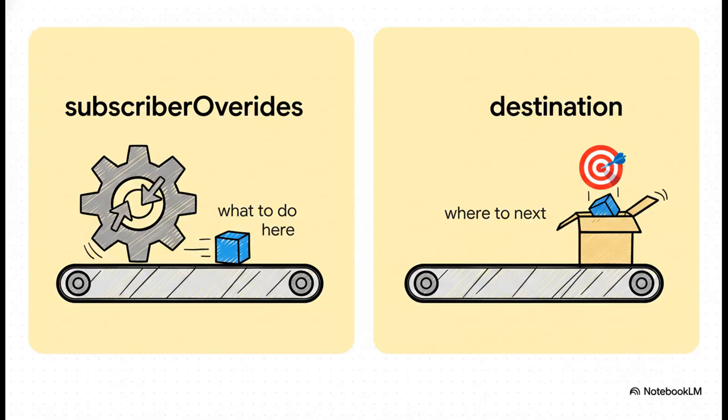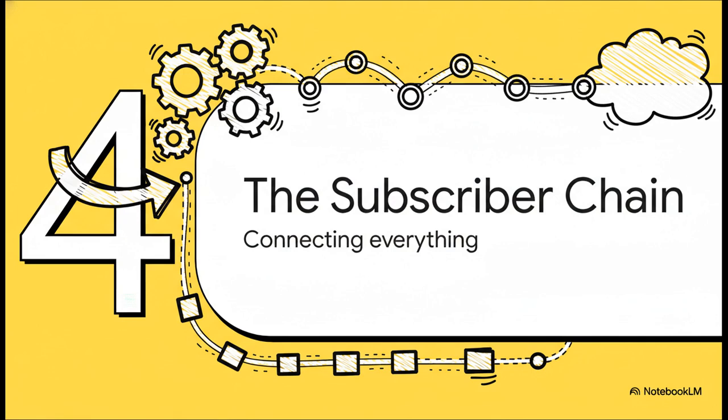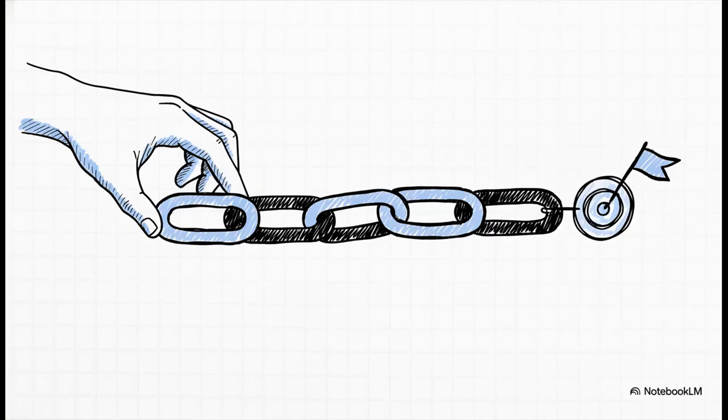Think about their roles like this. The destination answers the question, where does the value go next? It's the downstream subscriber waiting for the notification. Your subscriber overrides, on the other hand, answer the question, what do I do with the value right here? It's a special logic for this one specific step before you pass the value along. And it's this relationship, this connection between the destination and your custom logic that lets Operate build its most powerful feature, the subscriber chain.